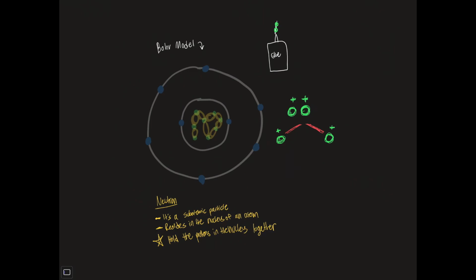Now, one property of a neutron that's really important to know is that it has no electric charge. And again, this makes sense, because if a subatomic particle doesn't have an electric charge, it helps keep the protons together that have a positive charge in the nucleus. So, it balances everything out.